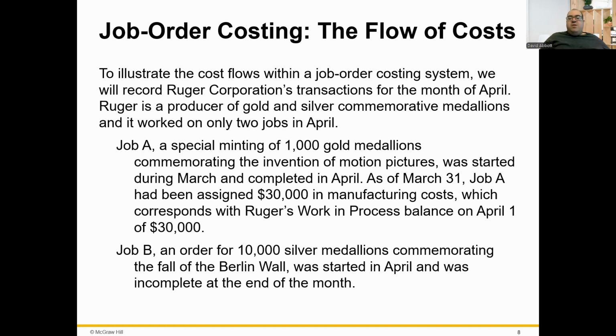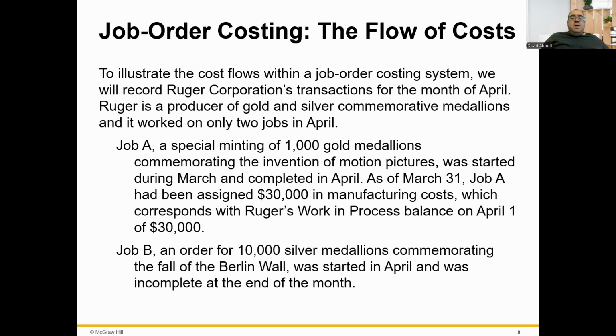Job A was a special minting of 1,000 gold medallions commemorating the invention of motion pictures. It was started during March and it was completed in April. As of March 31, Job A had been assigned 30,000 in manufacturing costs, which corresponds with Ruger's work in progress balance on April 1st of 30,000.